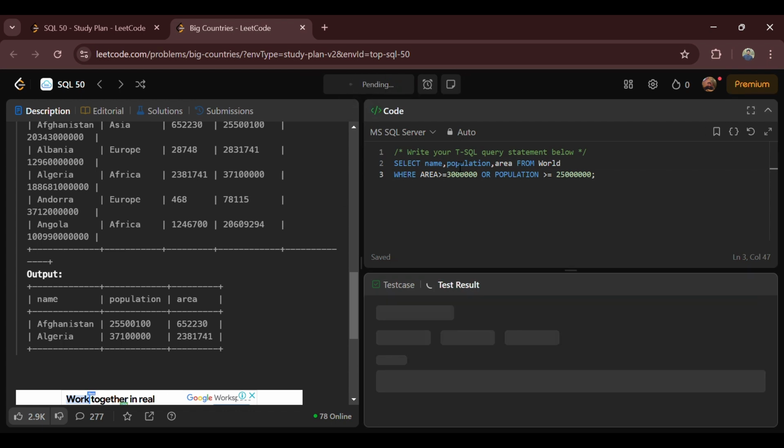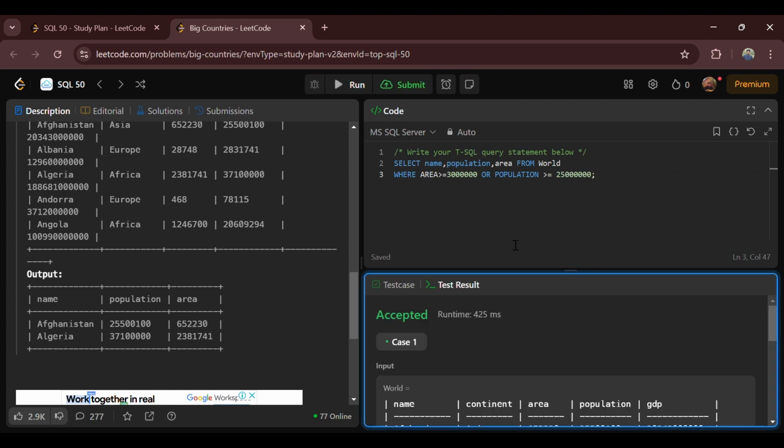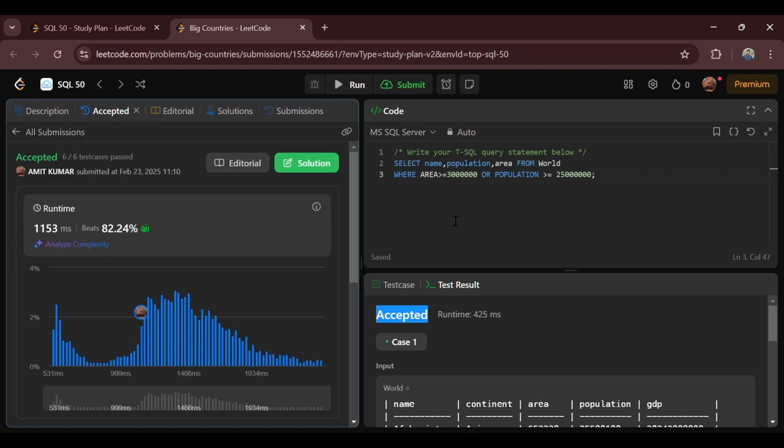Let's now run. I hope the code is correct. See, accepted, right? And let's try to submit. See, we are able to beat 82.24% of people, right?